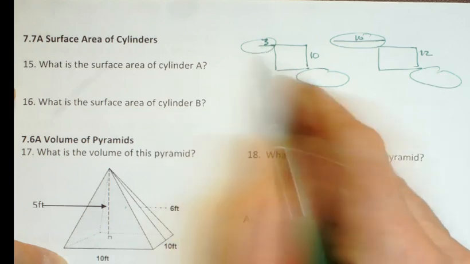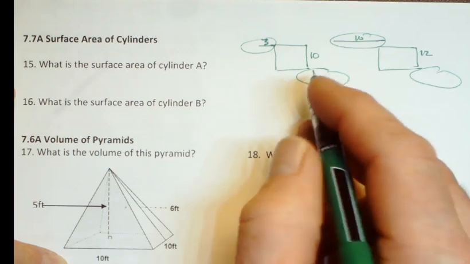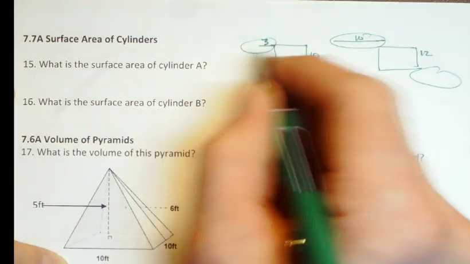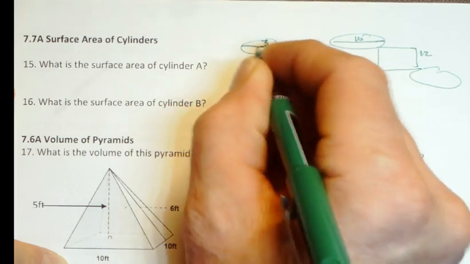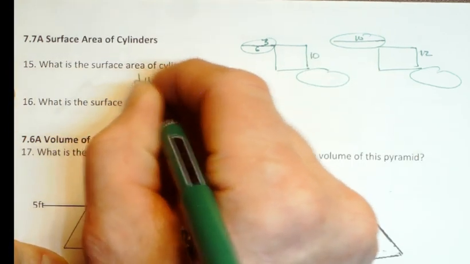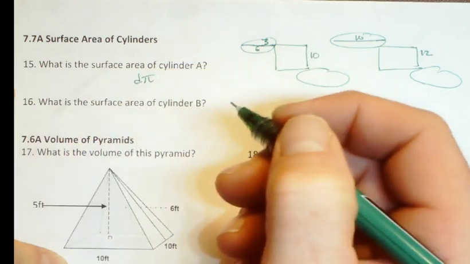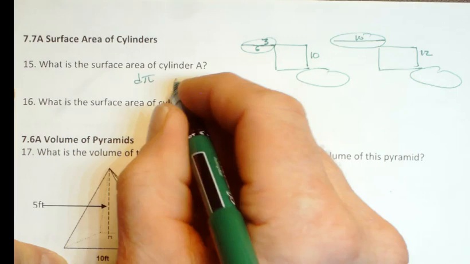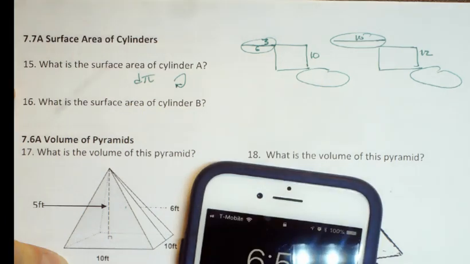Basically, I need to find the area of two circles and then that rectangle, or I call it the soup label. The first one had a radius of 3, so we know that the diameter then is 6. So d pi is the circumference: the diameter, times pi, 3.14, gives you the circumference.